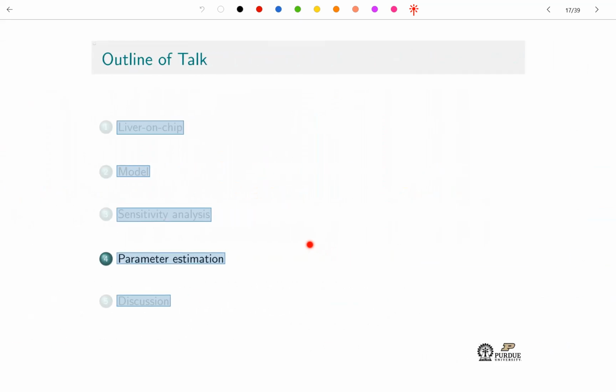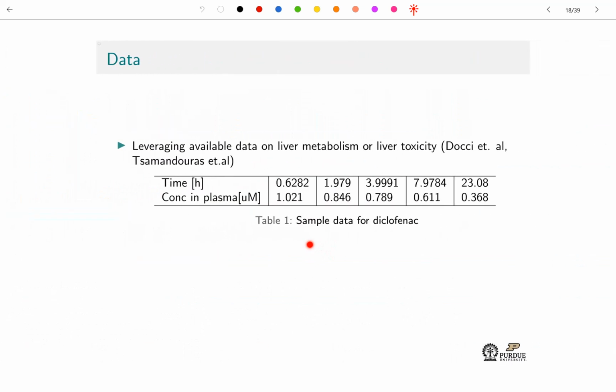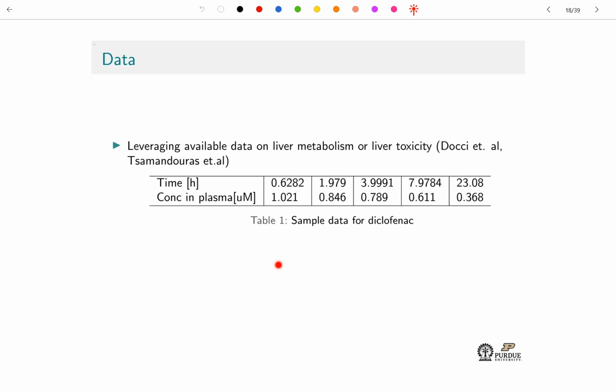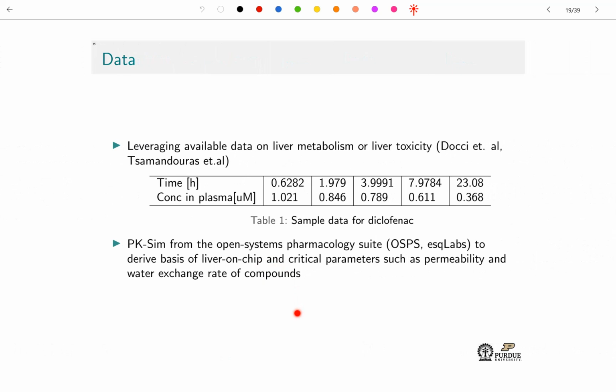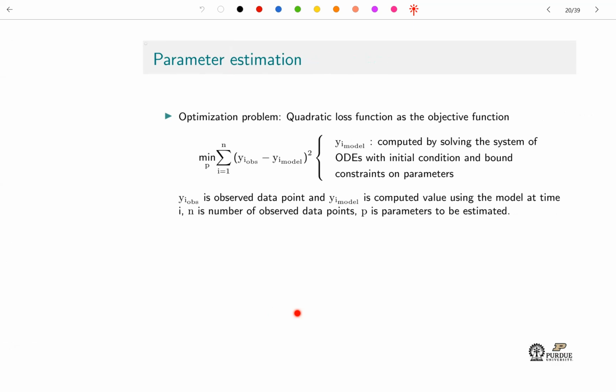Now moving on to the parameter estimation. This is a snapshot of data of diclofenac. We leverage the available data on liver metabolism or liver toxicity, mainly from Dosi and Samandaras et al. We have varying time points, and then we have the concentration in the plasma for each drug. Now, from PK-Sim in the Open Systems Pharmacology suite, we derive the basis of the liver-on-chip and the critical parameters such as permeability and water exchange rate of compounds.